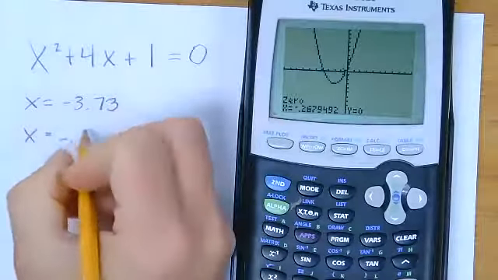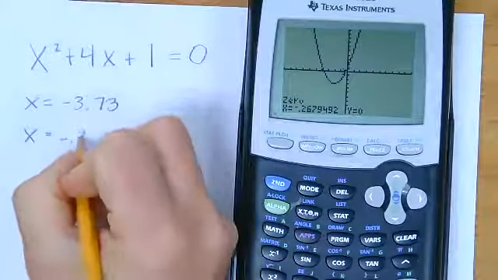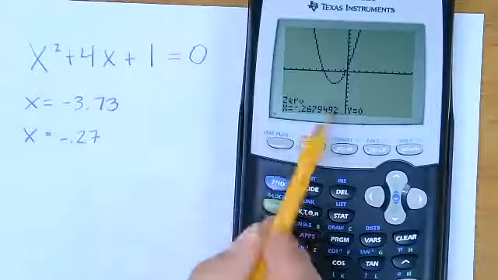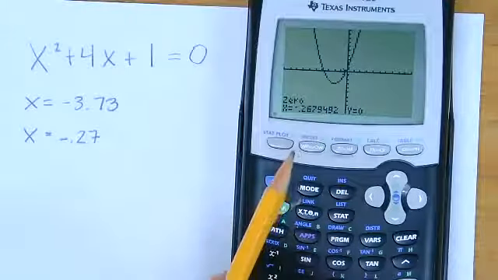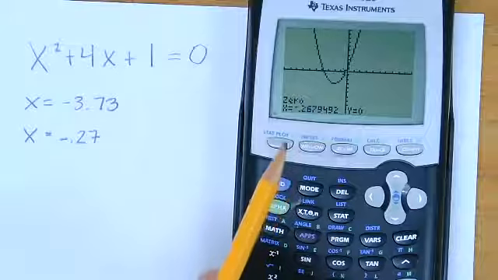And I get my other answer, x equals negative 0.27. I've rounded that because you can see here that there is a 7, which means I'd round that up to 7. Okay, so those are our answers.